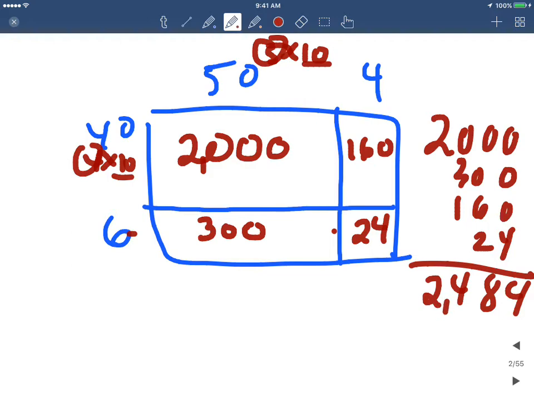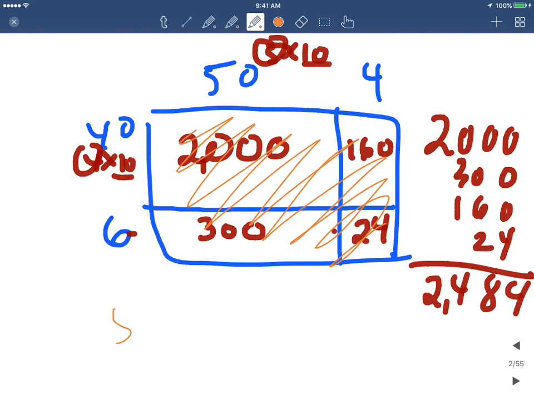which would be 2,484 for the entire area. So we can deduce that 54 times 46 equals 2,484. And that is how we can use the area array model to solve multiplication problems.